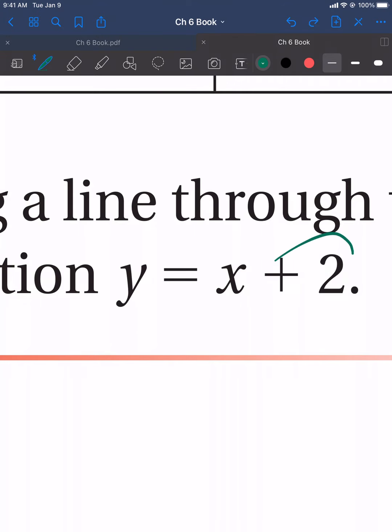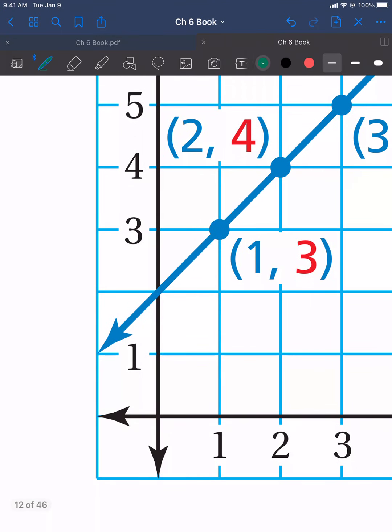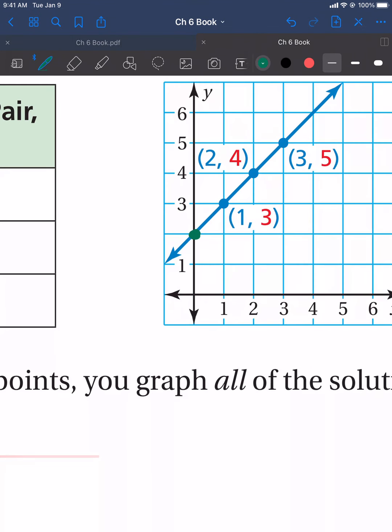Sure. What is the b? Well, after you graphed them, you could clearly see that the b was 2, the y-intercept, right? Then you just ask yourself, what's the slope? Slope is up 1 over 1, up 1 over 1, up 1 over 1.